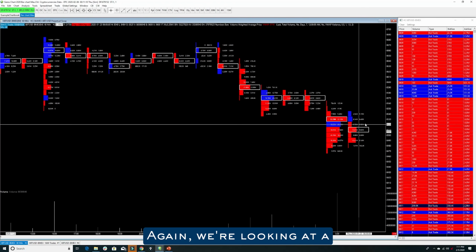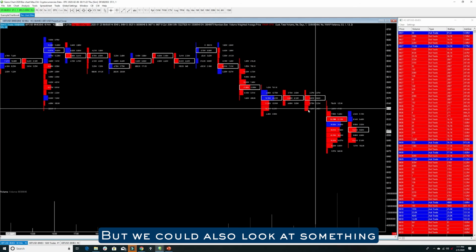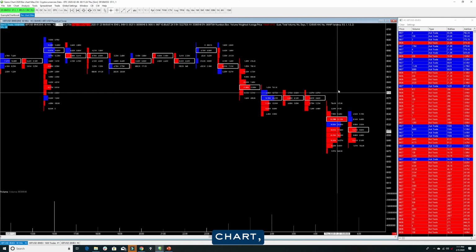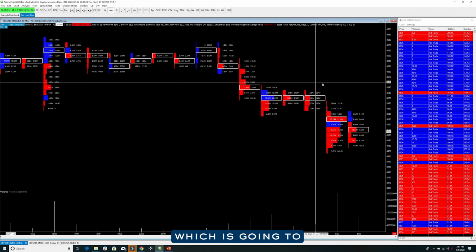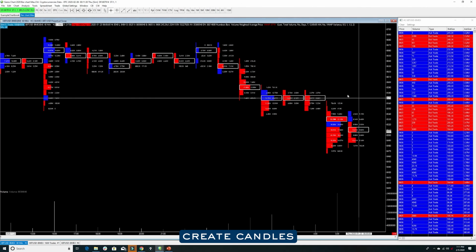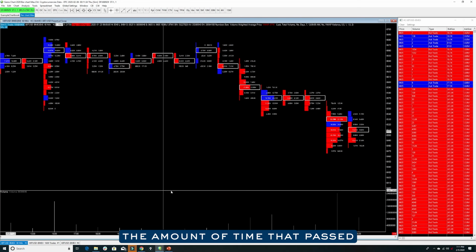Again, we're looking at, in this case, a 4-hour delta chart, but we could also look at something like a 15-minute chart, a 30-minute chart, or something like a 1600 or 2000 tick chart, which is going to create candles through the amount of trades that take place and not necessarily the amount of time that passed.